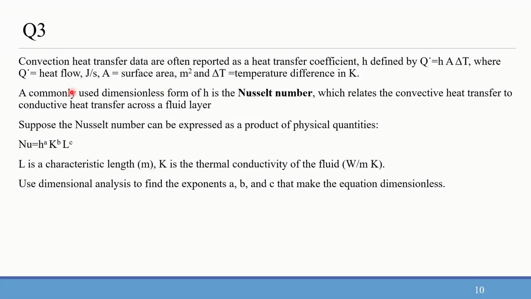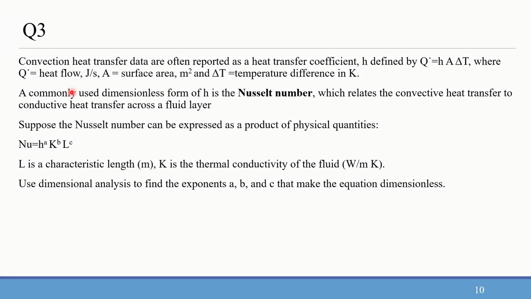So here what are we given? We are given that convective heat transfer data is reported as Q is equal to H into A into delta T. So Q is the heat flow and it is in watts, or watts is equal to joules per second. And A is surface area. So here A denotes meter square again. Its unit is meter square, and delta T is temperature difference, and it is given in Kelvin.